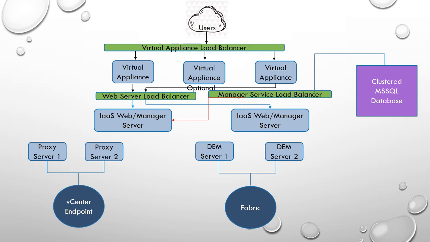In the medium deployment, you're going to have two virtual appliances behind a load balancer and a third one optionally. The third appliance, other than providing load handling, also allows for automatic failover of the vPostgres database. Now, this feature came from VRA's automation version 7.3 and was not previously available.